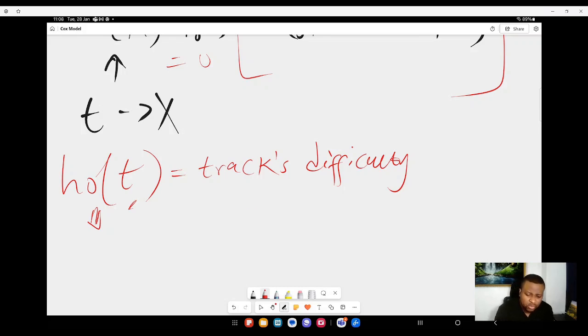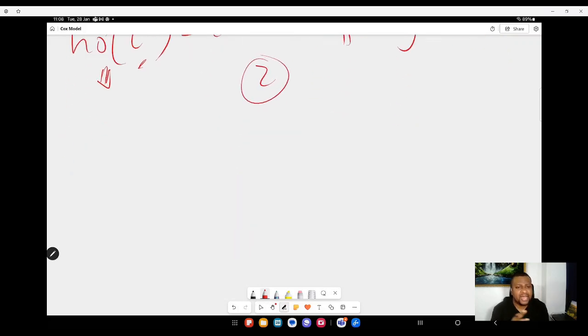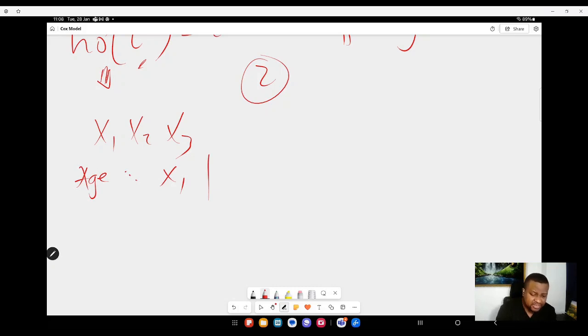Now, step 2 will be to look at the covariates. We're going to identify three unique traits of each runner. So let's pick the first one to be their age. We could also want to see how fit they are, that's the fitness.